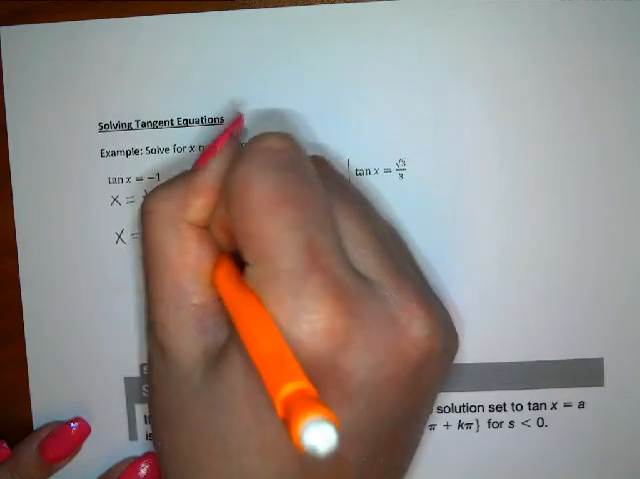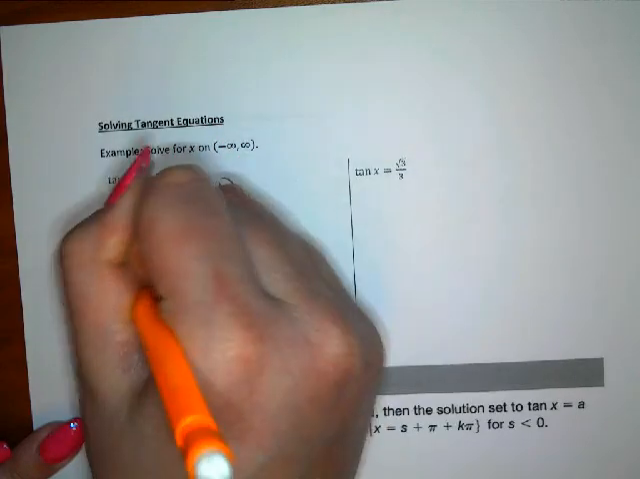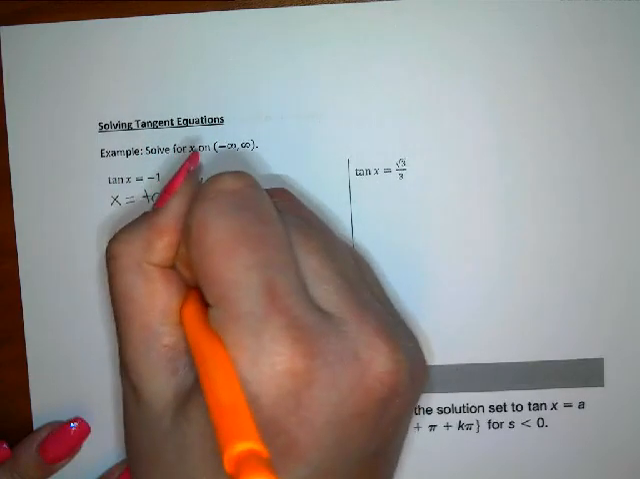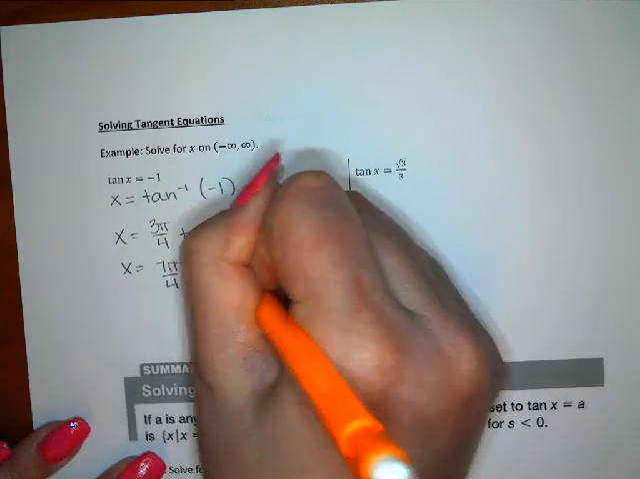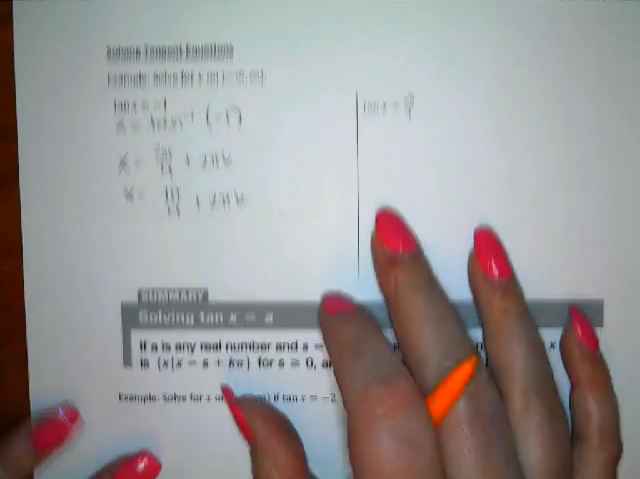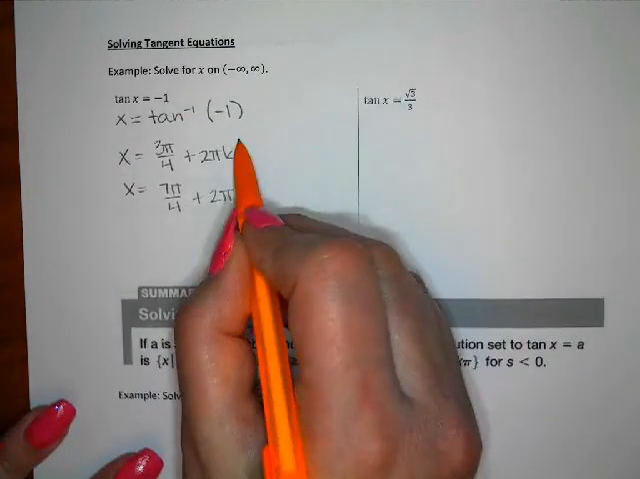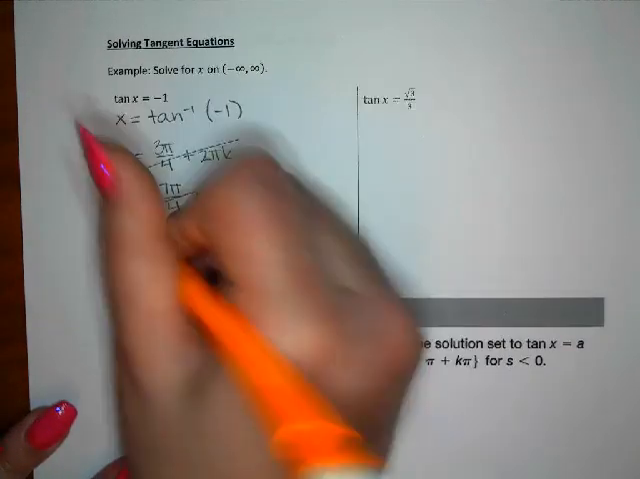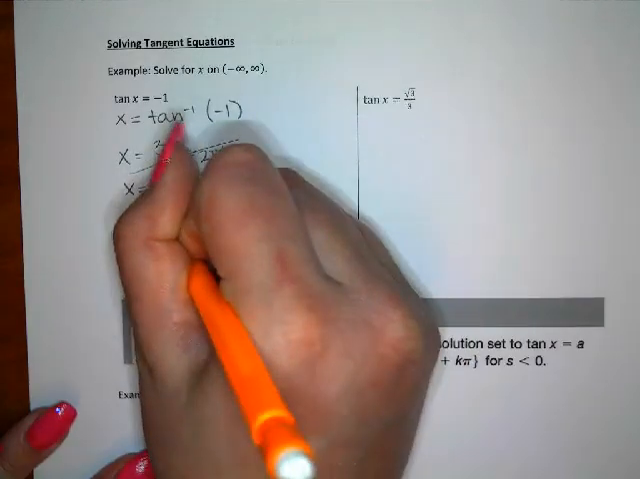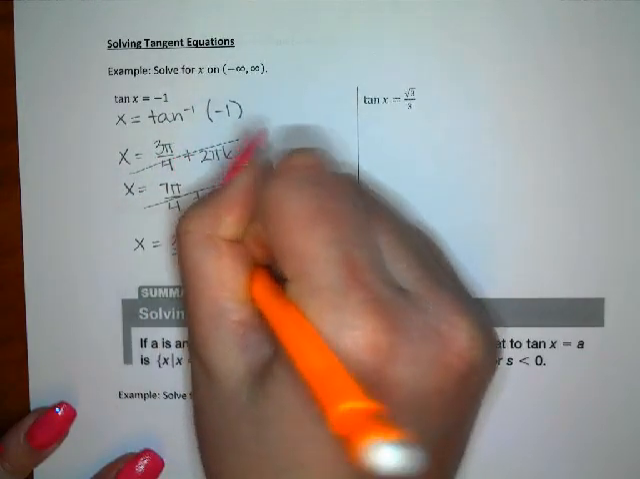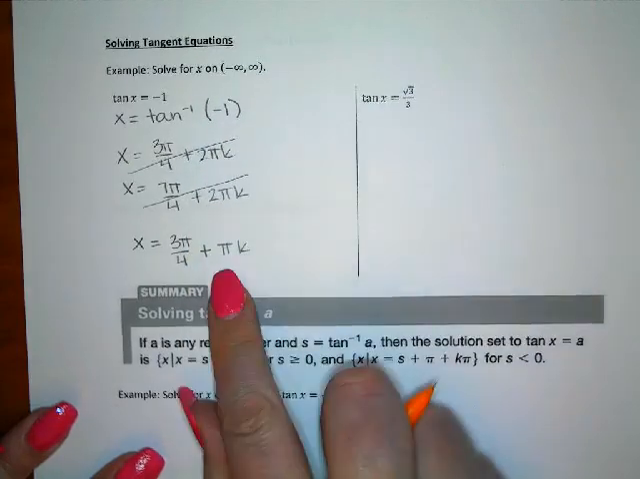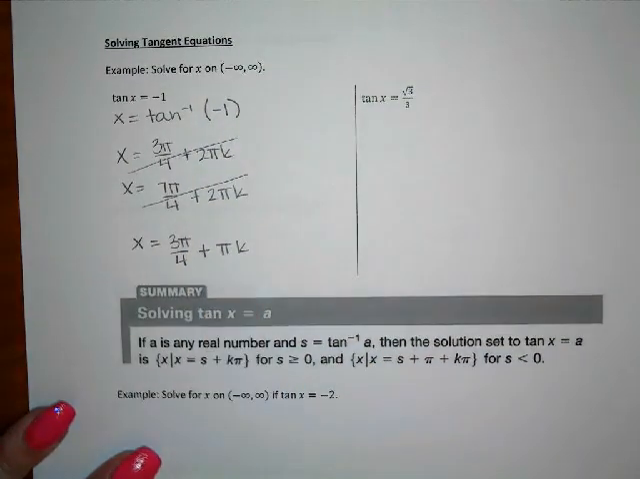X equals 7 pi fourths plus 2 pi k. But I don't really need to write two answers here. I can condense them down and write it as one answer. I'm going to say x equals 3 pi fourths plus pi k. And I'll only ever need to write one answer for tangent. Okay, so let's do this one over here.